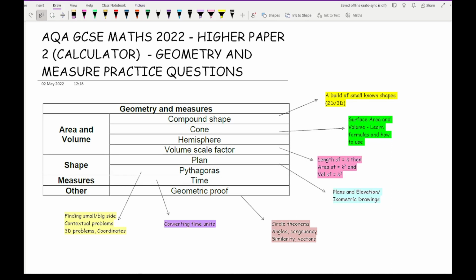With regards to geometric proof, this could be a range of topics. So this could include circle theorems, working with angle proofs, so working with parallel lines, perpendicular lines, etc., and all those facts of corresponding, alternate and supplementary or co-interior. Also working with congruency questions, similarity, and also vectors as well.